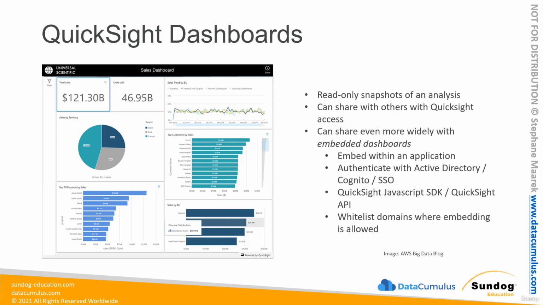And you do need to whitelist the domains where your embedding is allowed. So within QuickSight, you need to give it an explicit list that says, I'm going to allow embedding from these domain names, from these applications. That way, random people on the internet cannot access your dashboard and make you get billed for stuff that you didn't see coming.